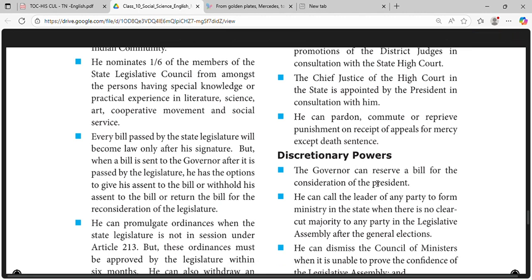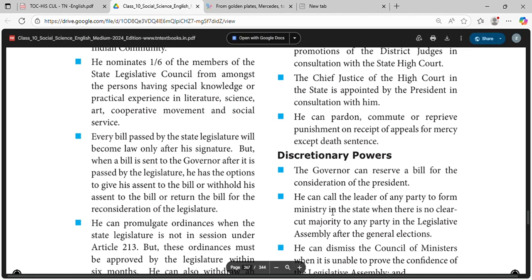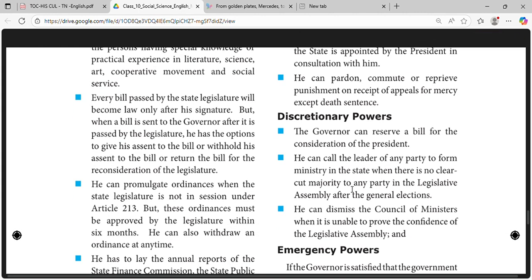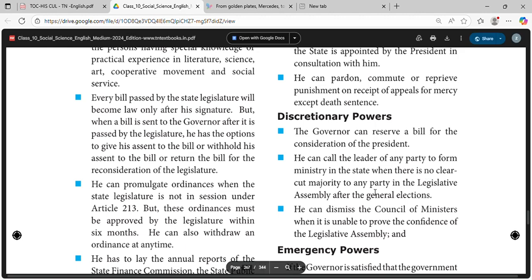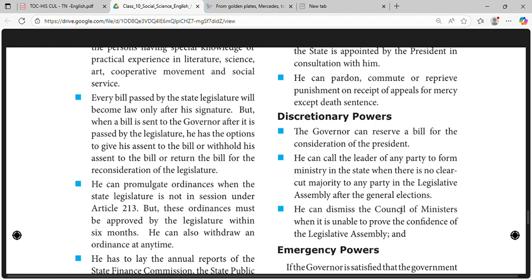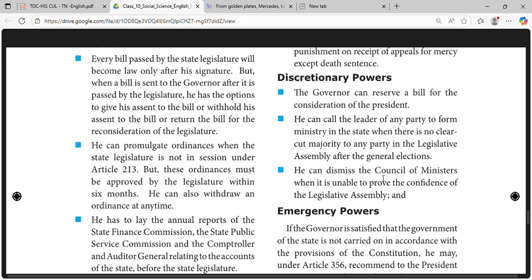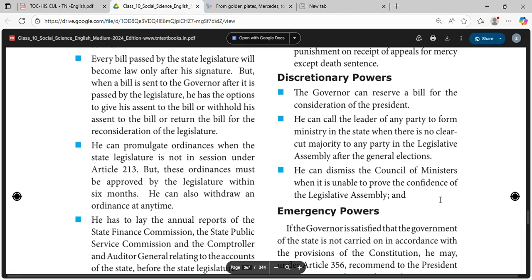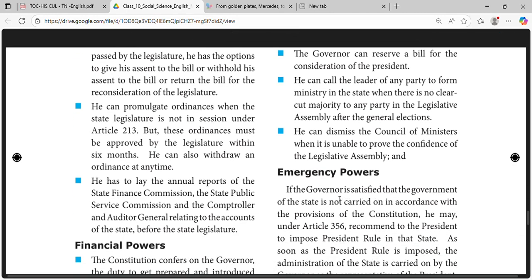Discretionary powers. The Governor can reserve a bill for the consideration of the President. He can call the leader of any party to form the ministry in the state when there is no clear-cut majority for any party in the state legislative assembly after the general elections. He can dismiss the council of ministers when it is unable to prove the confidence of the legislative assembly.